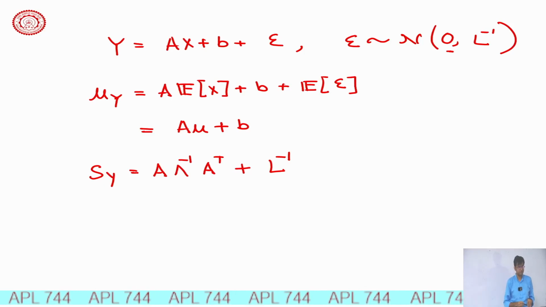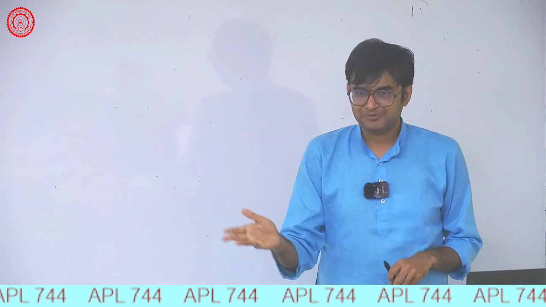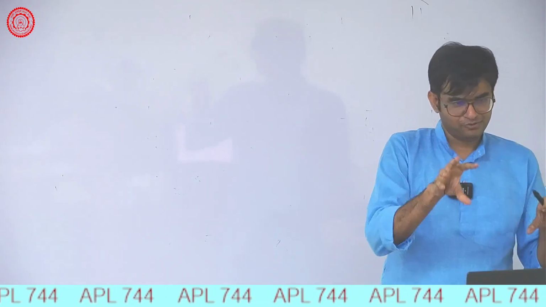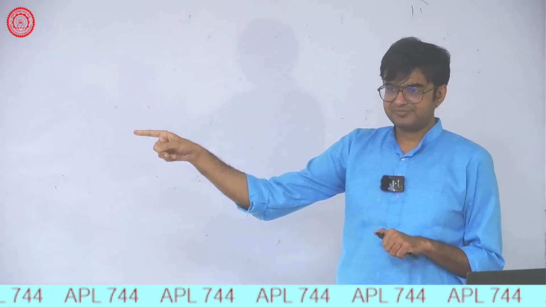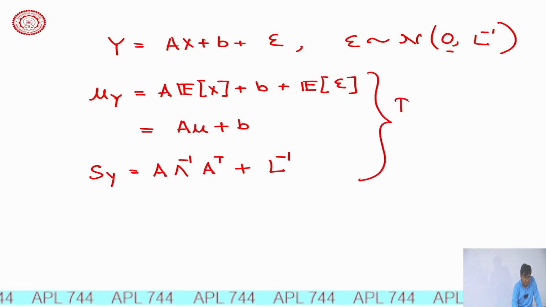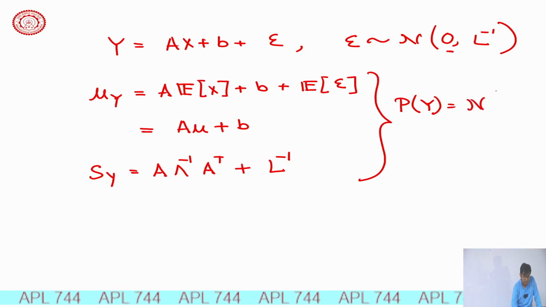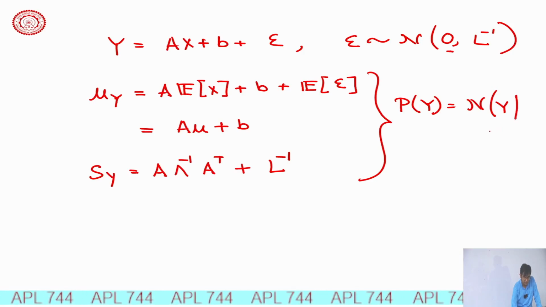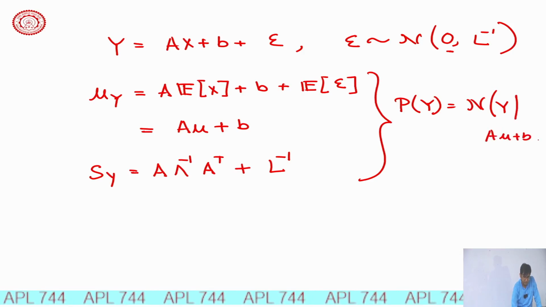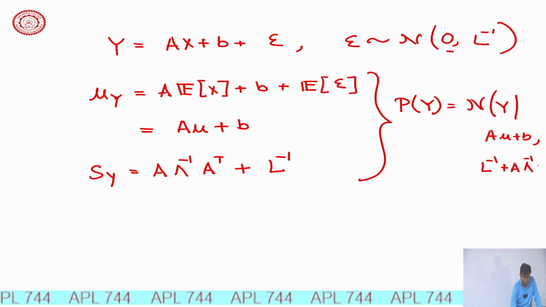Remember, the covariance of A plus B is equal to the variance of A plus the variance of B plus 2 times the covariance of A comma B. So, that is the thing we are using, but in a covariance form. Okay. So, you got this, that is your parameter. So, therefore, the probability of y comes out to be a Gaussian of y given A mu plus b comma L inverse plus A lambda inverse A transpose.